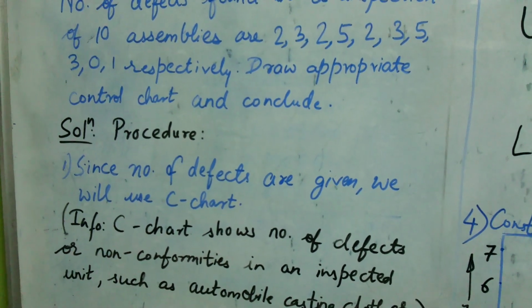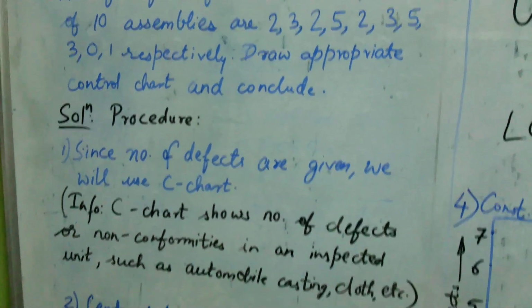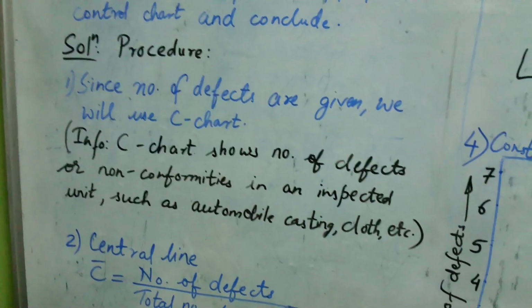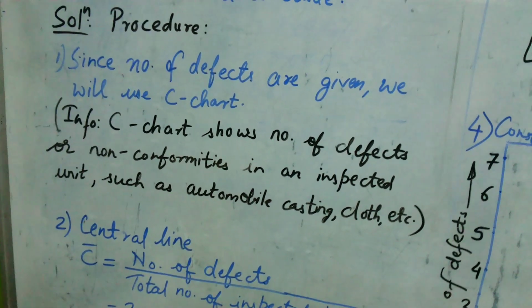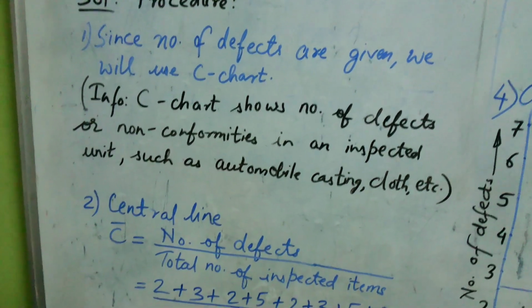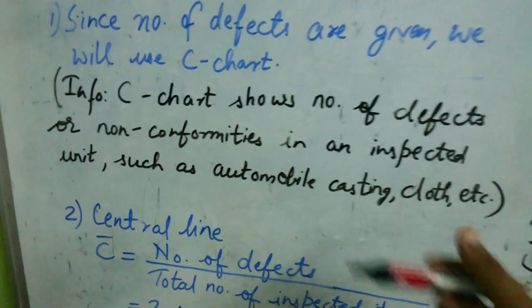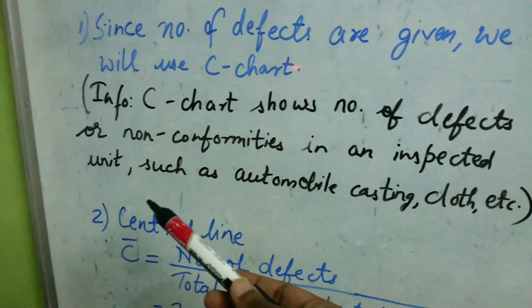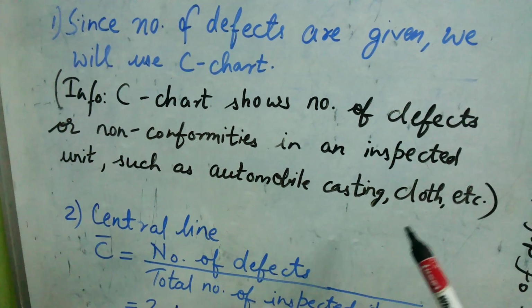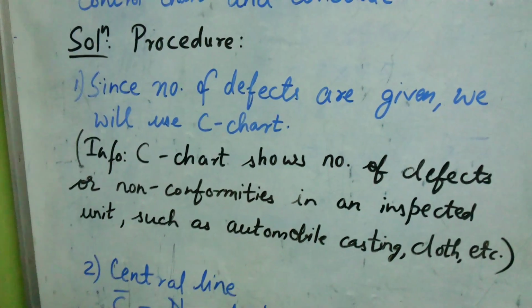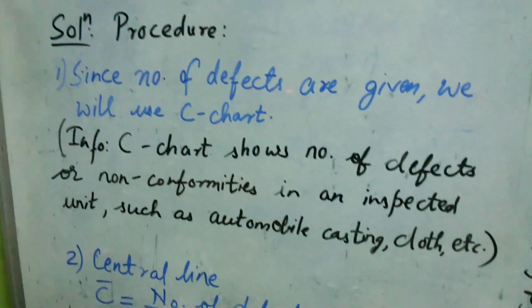Here it is not given which type of control chart has to be used, but since the number of defects is given, we will use the C chart. Additional information: the C chart shows the number of defects or non-conformities in an inspection unit such as an automobile casting, cloth, etc. So we will use the C chart as the number of defects is given.